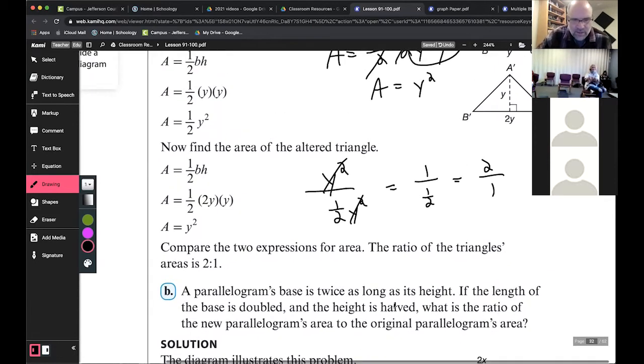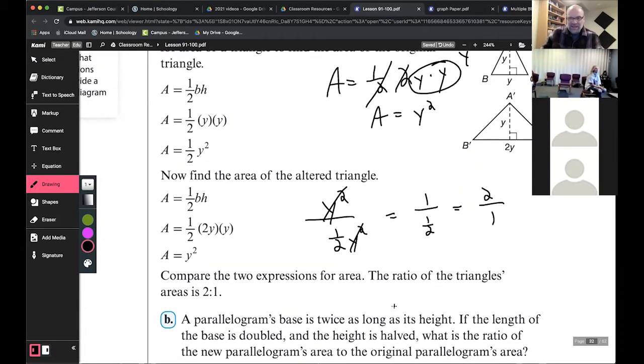Good job. All right, a parallelogram's base is twice as long as its height. So if this is x, this would be 2x. All right, if the length of the base is doubled, so now it becomes 2x, what is the ratio of the new parallelogram's area to the original parallelogram's area? Well, area equals just base times height.